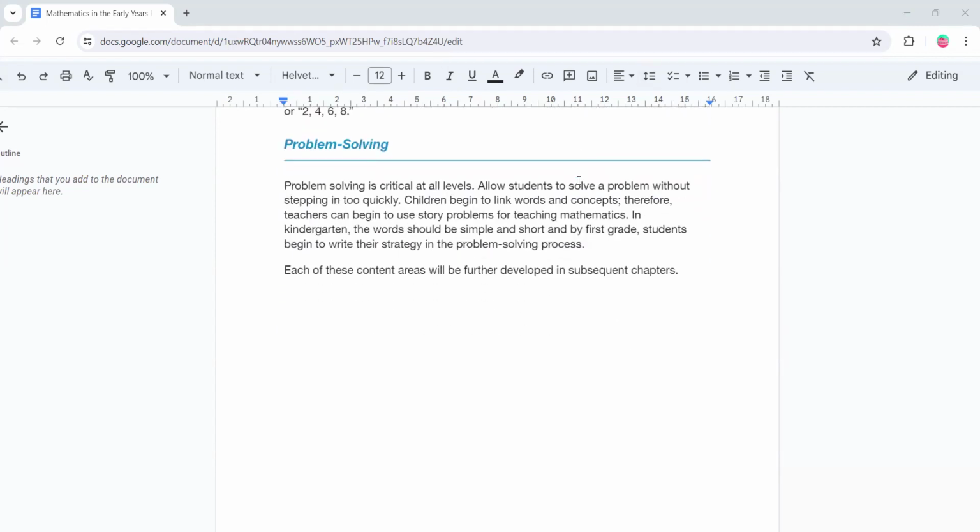The next category is problem solving. Problem solving is critical at all levels. It allows students to solve a problem without stepping in too quickly. Children begin to link words and concepts. Therefore, teachers can begin to use story problems for teaching mathematics. In kindergarten, the words should be simple and short, and by first grade, students begin to write their strategies in a think-through problem solving process. Each of these content areas will be further developed in subsequent chapters.